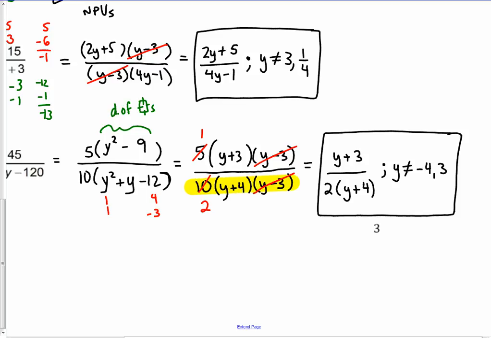Okay? So I'm looking here for my NPVs, in factored form, like after factored, but before cancel. Okay?